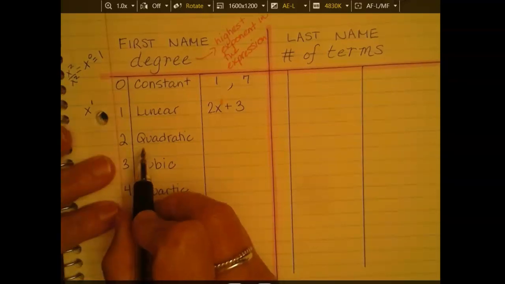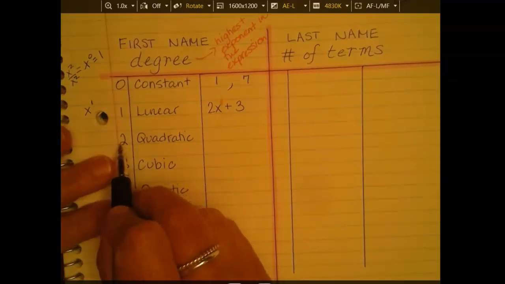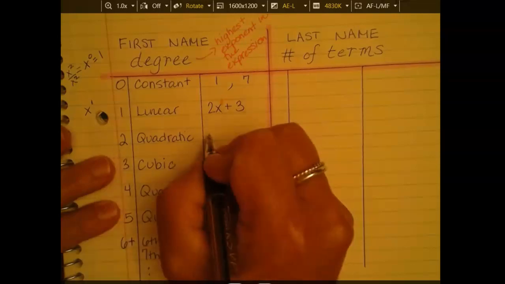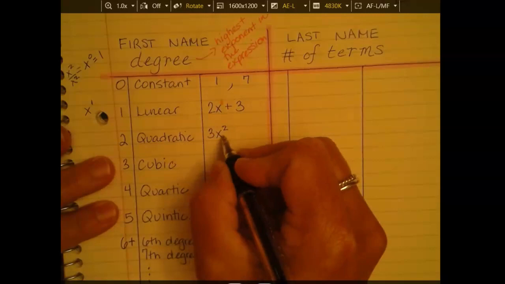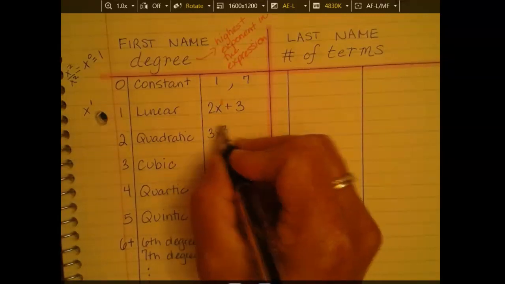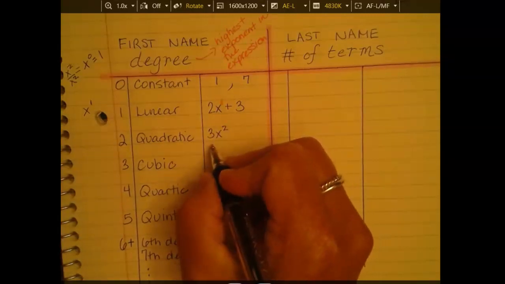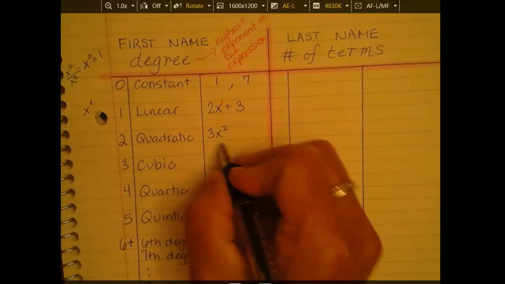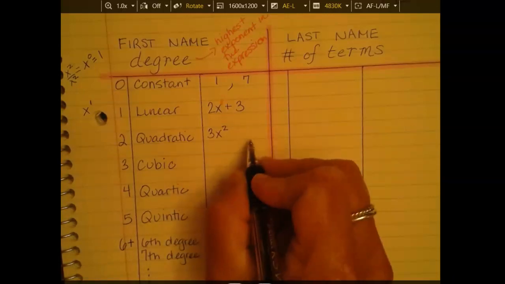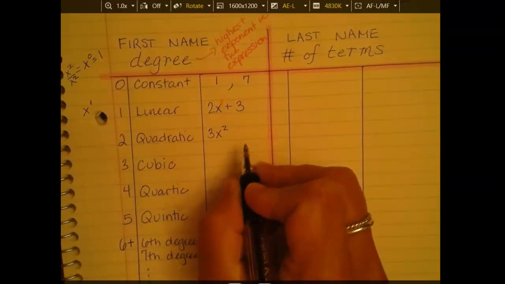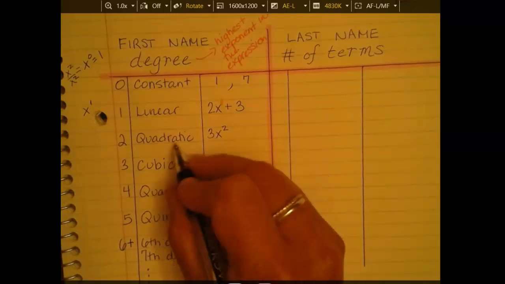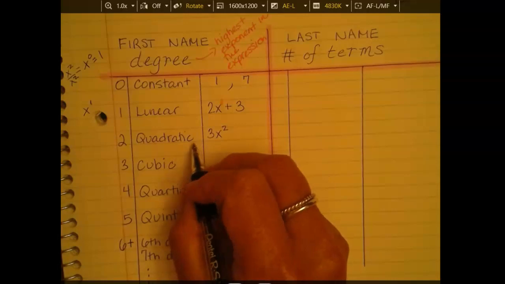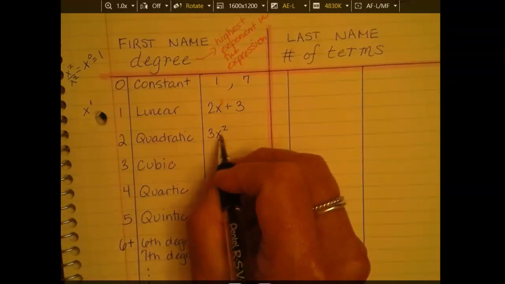Quadratic equation has an exponent of 2, right? So let's say we got 3x squared. That has an exponent of 2, right? This is a quadratic equation, and it can have stuff that comes after the x squared, but it doesn't have to. Every equation is named by its highest degree, which means this would be the highest one, x squared.